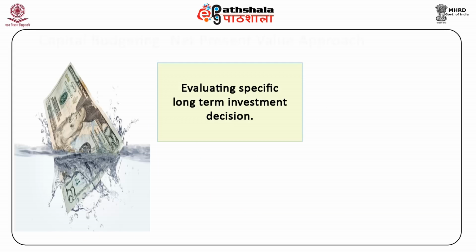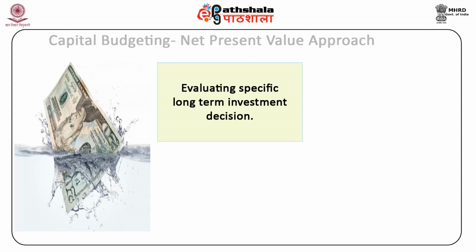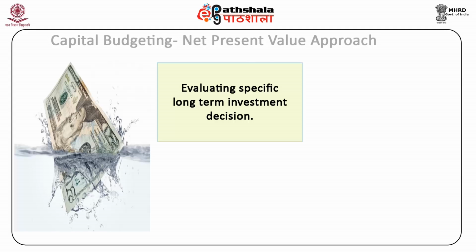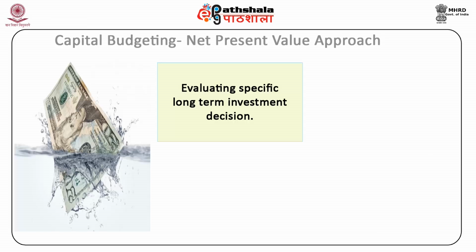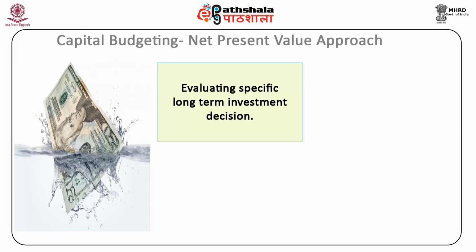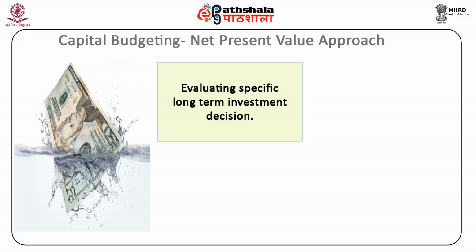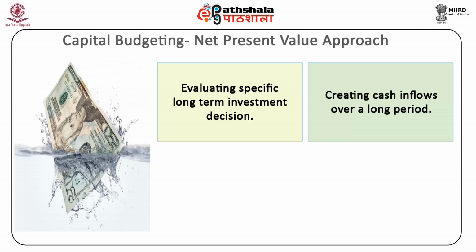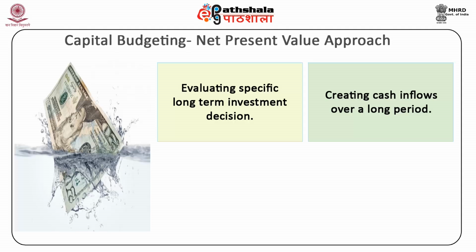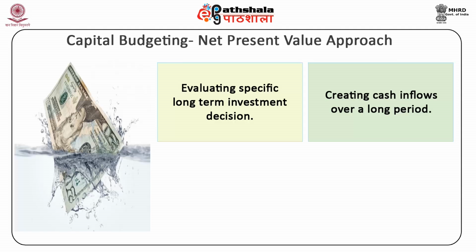The process of evaluating specific long-term investment decisions is known as capital budgeting. The investment decisions of a firm are generally known as the capital budgeting or capital expenditure decisions. There are three aspects involved in investment decisions. These are expansion, acquisition, modernization, and replacement. Investments lead to exchange of current funds for future benefits. The funds are invested in long-term assets so as to create cash inflows over a long period. The future benefits will occur to the firm over a series of years.